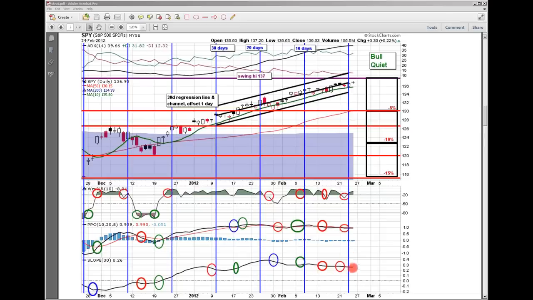The slope of the regression line of the last 30 days is still basically where it has been constantly, about this 0.26. That's very favorable. That's what a 0.26 steady state slope line here is sort of what a good bull market looks like.